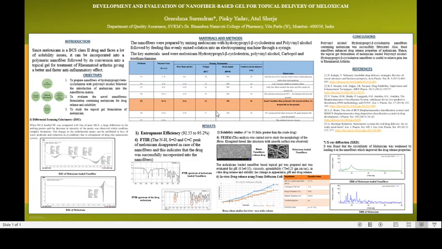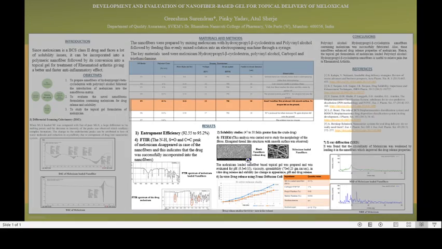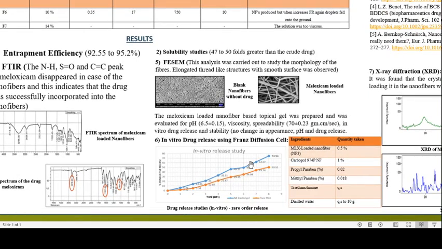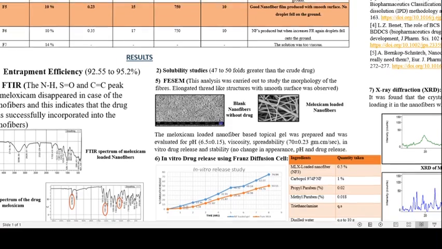And when formulating the meloxicam loaded nanofibers, carbopol with preservatives, that is the methyl and propyl parabens, and triethanolamine and distilled water were used, giving a topical gel which could be applied on the site of pain and therefore relieve the pain, especially during conditions such as rheumatoid arthritis.